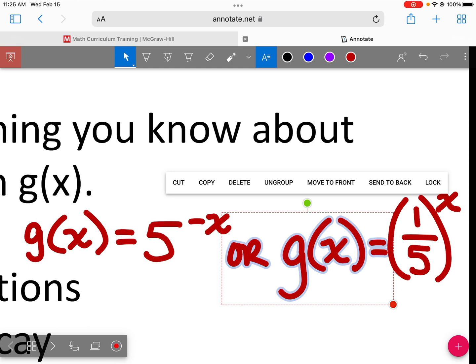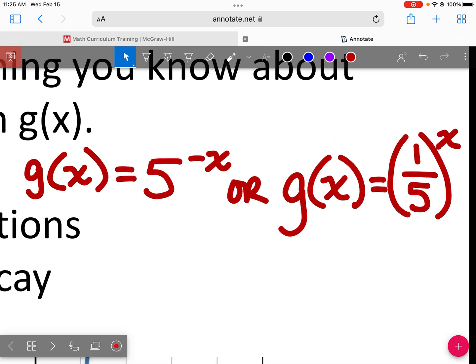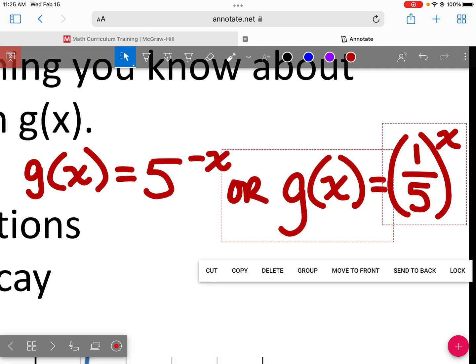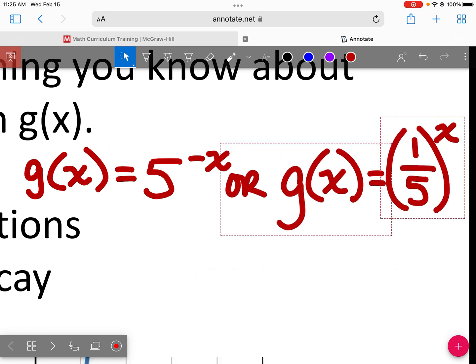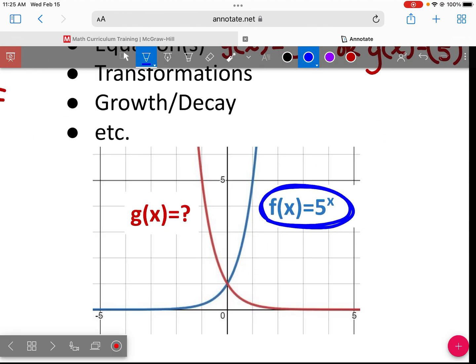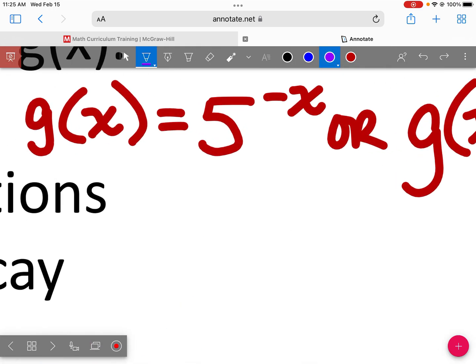How would you describe the transformations that are happening here? We're starting from the blue graph. I want you to describe how the red graph has been transformed from the blue graph. Reflect. Reflect over what? Over the y-axis.